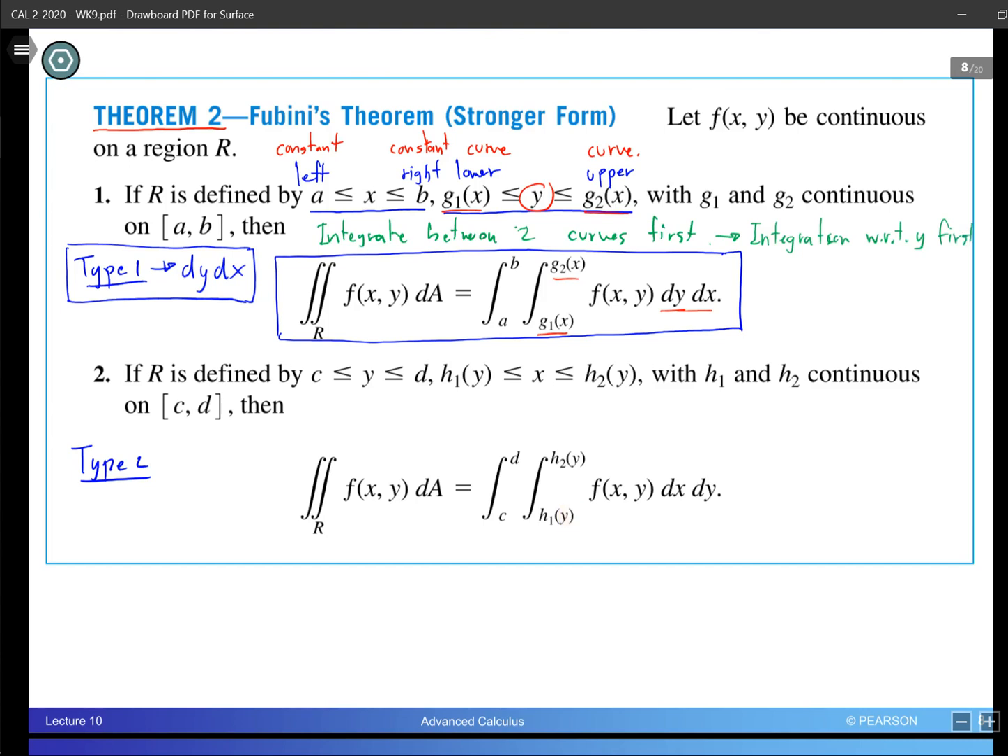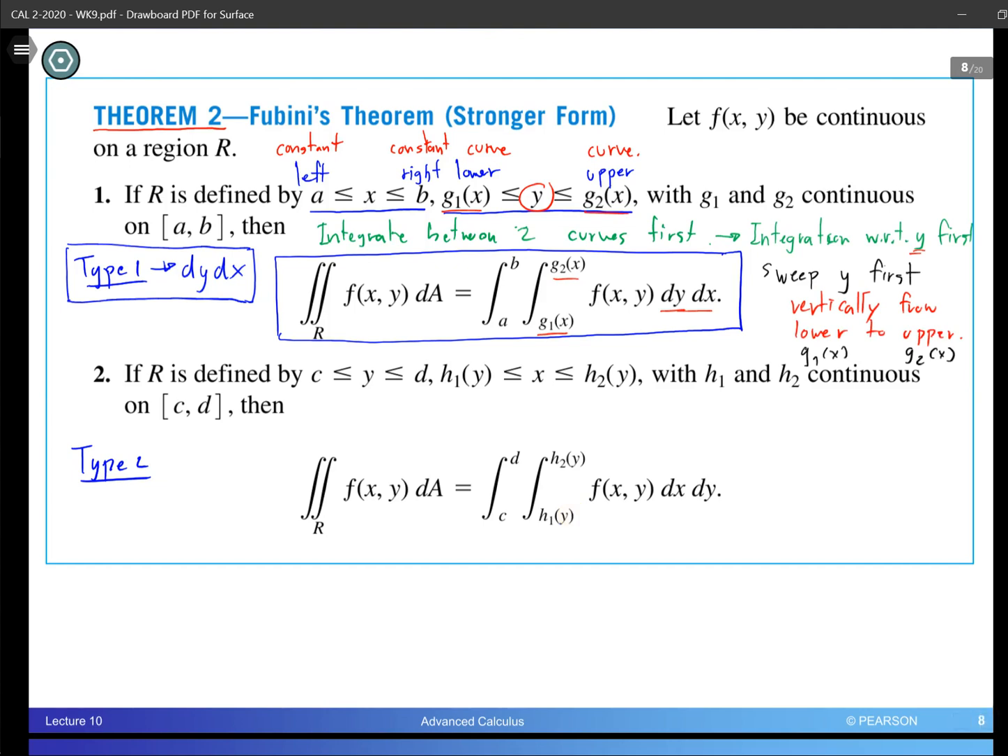Which means that we are going to sweep the y variable first. And when you sweep the y variable, you go in the up and down direction, right? So this is going to be sweeping vertically first, from lower curve to upper curve. That's why we have this g1x right here and g2x right there. Okay, that's for type 1.